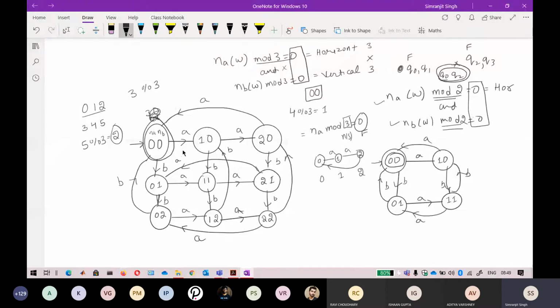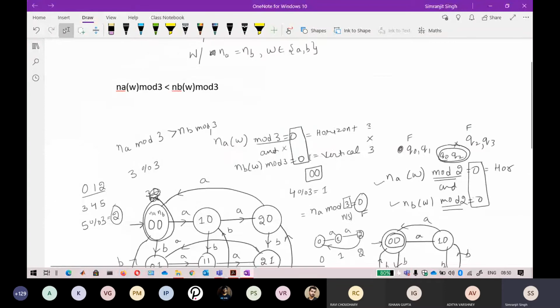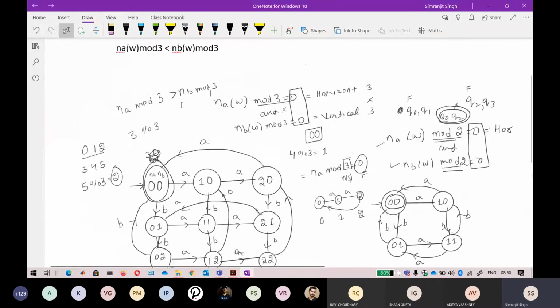Now again, suppose the question was that number of A mod 3 should be greater than number of B mod 3. Suppose this is the question. I just reversed the question. The question, I think, was this, but I reversed it. So again, I will tell you different variations.